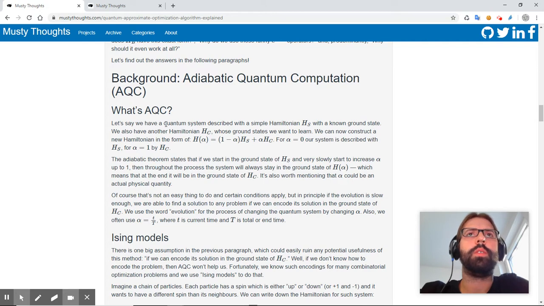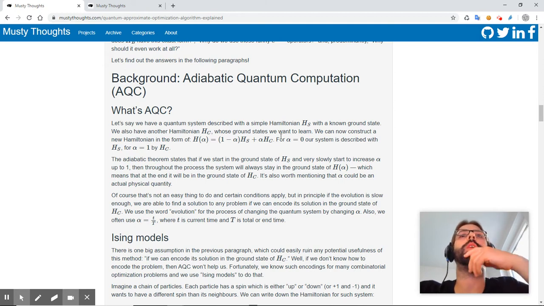So let's say we have a quantum system described with a simple Hamiltonian, HS, with a known ground state. We also have another Hamiltonian, HC, whose ground state we want to learn. We can now construct a new Hamiltonian in the form of HS plus HC. So it's the sum of both Hamiltonians.